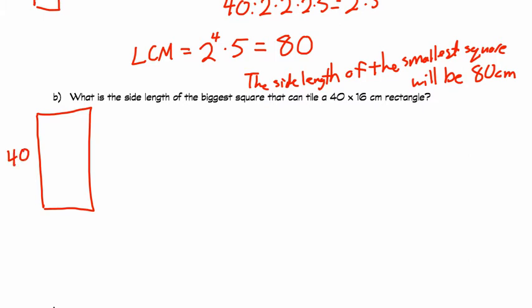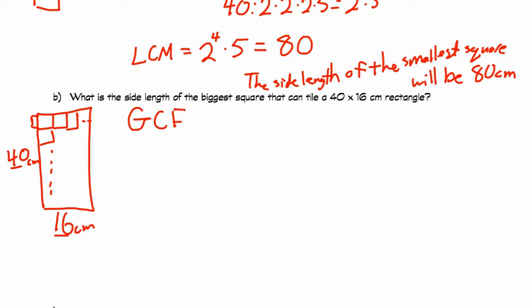What this question wants is, if we have a 40 by 16 centimeter rectangle, what is the biggest square that will perfectly tile this rectangle? So we want to find the side length of this square that fits into both 40 and 16. So to do that, we find the greatest common factor.